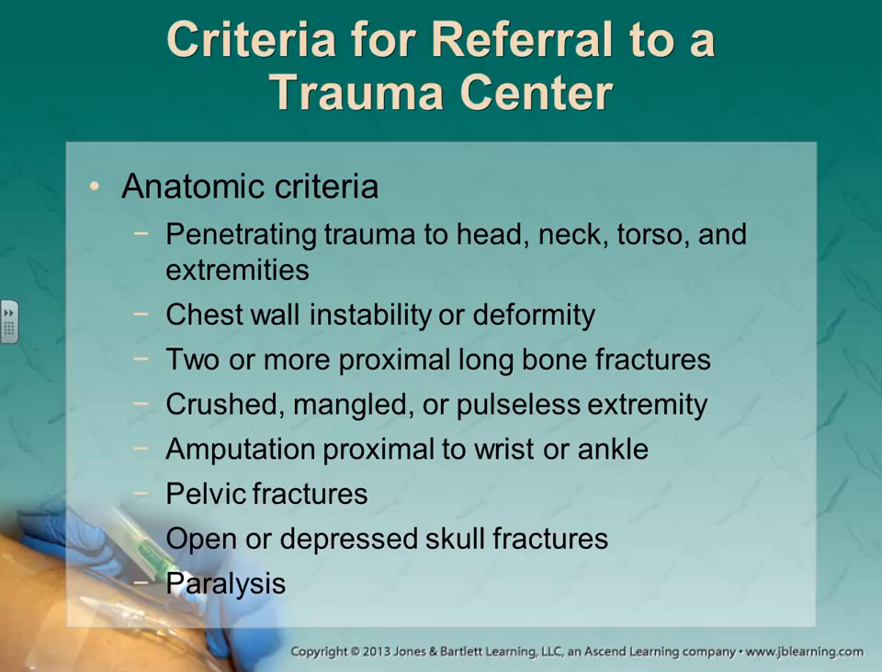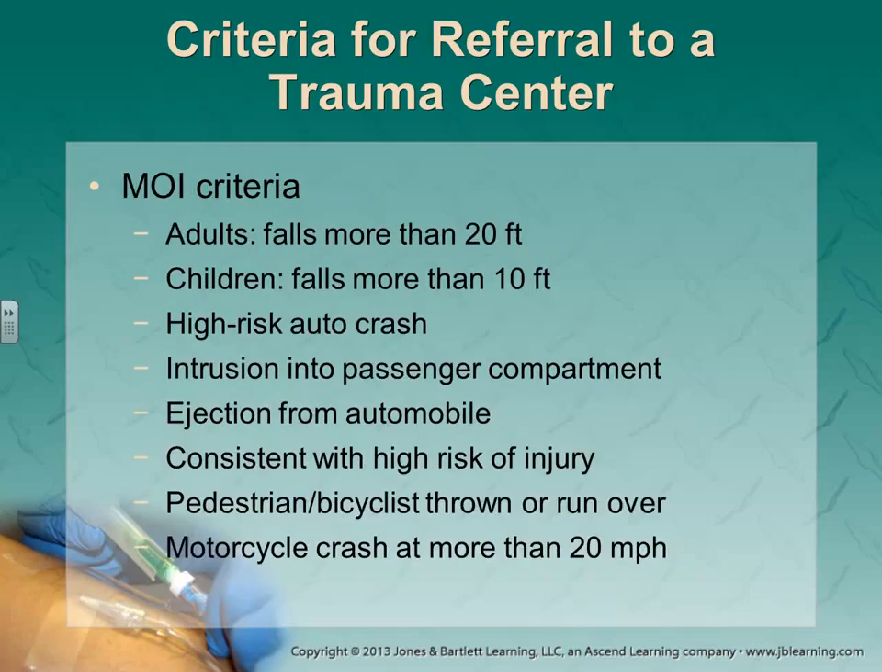injuries themselves, your penetrating trauma to the head, neck, torso, or extremities, chest wall instability or deformity, 2 or more proximal long bone fractures, crushed, mangled, or pulseless extremities, amputation proximal to the wrist or ankle, pelvic fractures, open or depressed skull fractures, or paralysis. All this stuff is going to be more than what the resources of say a level 3 hospital can handle. So you need to get them to definitive care.